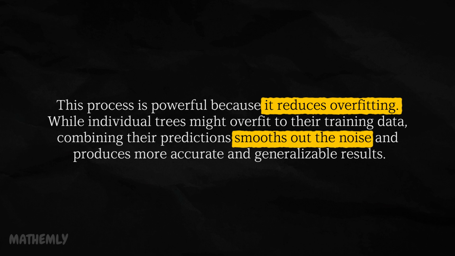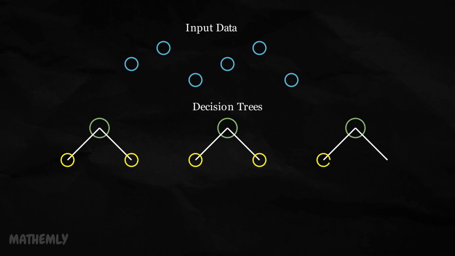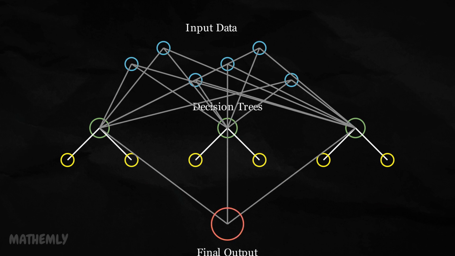and generalizable results. So, random forest isn't just a single model. It's an ensemble of trees working together to provide reliable predictions, making it a go-to algorithm for both classification and regression tasks in machine learning.